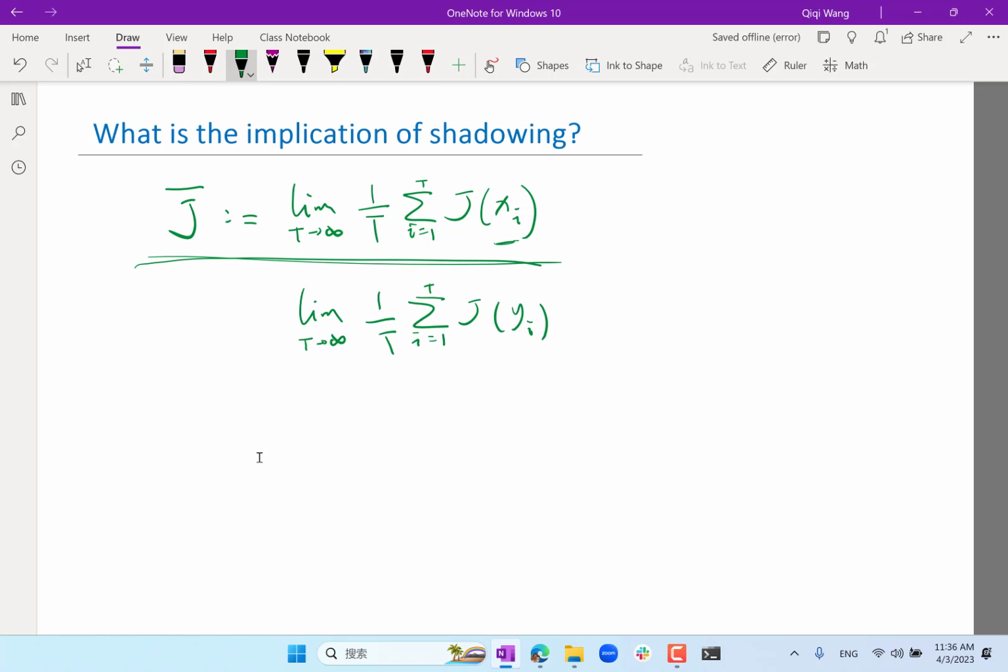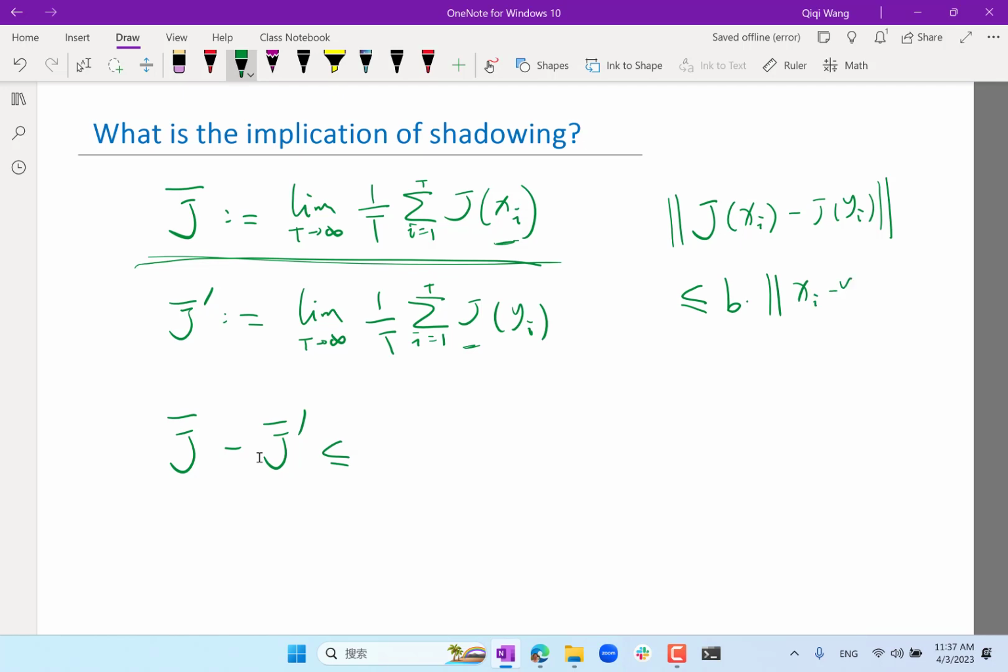Okay, so if j, the objective function, is a smooth function, then the difference between j bar and j bar prime is going to be bounded. If you can introduce a norm such that you can bound the difference in j by some b times the difference in its independent variable, then the long-time average can also be bounded by the same b times the maximum potential difference between xi and yi, which in our shadowing lemma is going to be less than b times epsilon.